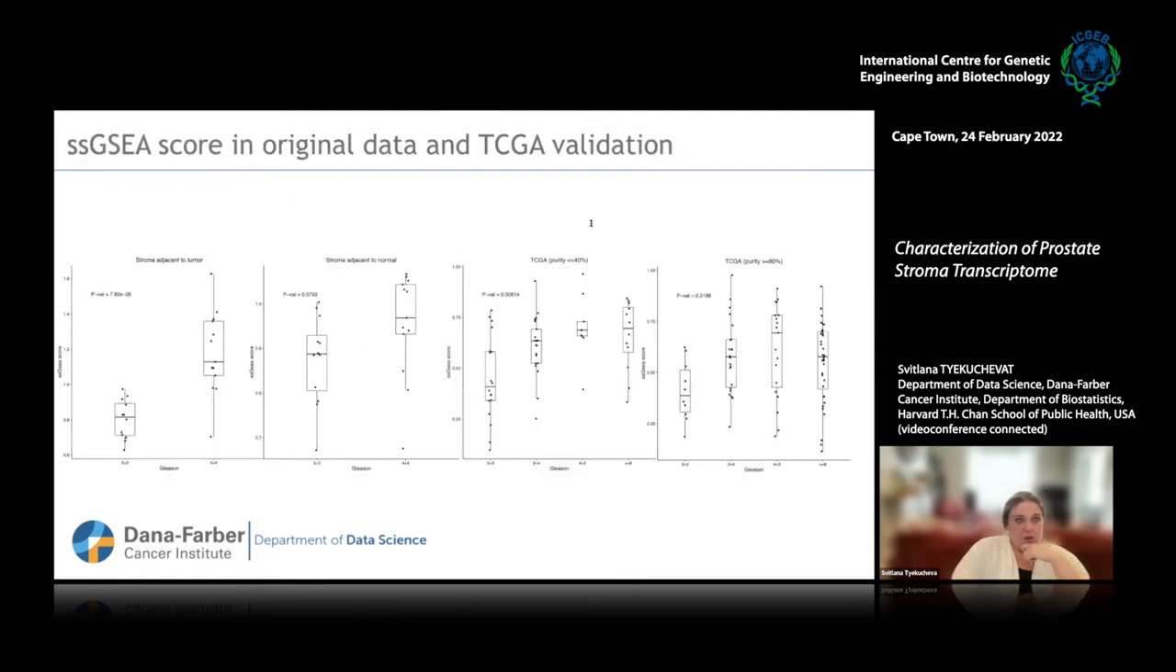Next, we've looked at the single sample gene set enrichment score in the original data and as well in the Cancer Genome Atlas data. We took our 24 gene signature and computed the single sample gene set enrichment score to summarize the expression of all 24 genes into one value. When we're looking at the stroma adjacent to the tumor, these scores in 3+3 cases and 4+4, we have a massive difference.